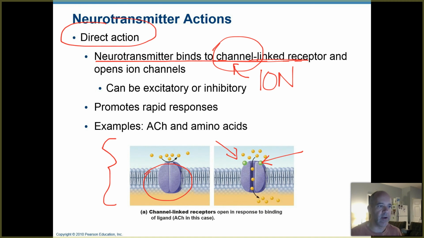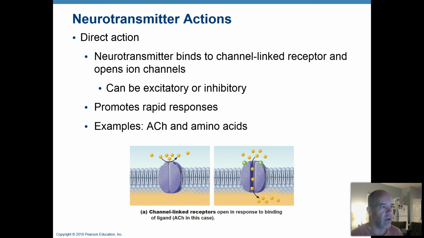They're just kind of showing you a generic example in that particular case. And so since these are ions, that changes the voltage, changes the charge across the membrane, and so you can pretty rapidly have membrane changes. You can have rapid responses. These can be excitatory or inhibitory. It depends on how the ions are moving across the membrane. You know, what is the channel letting across and in which direction. So that's how acetylcholine works. That's also how the amino acid types of neurotransmitters work.